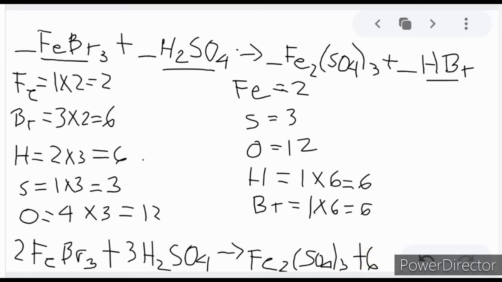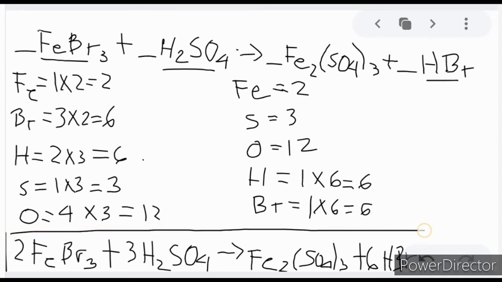So we get 6 HBr. So that is our final answer. So that is our balanced equation. So that's the balanced equation for this problem.